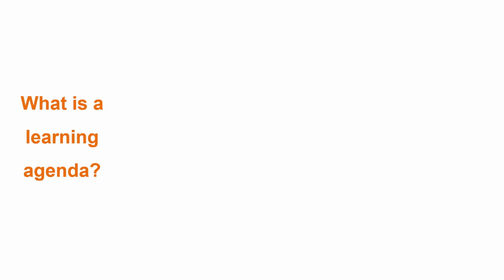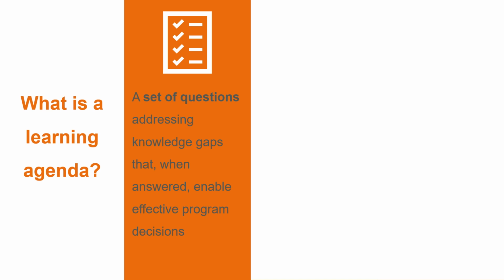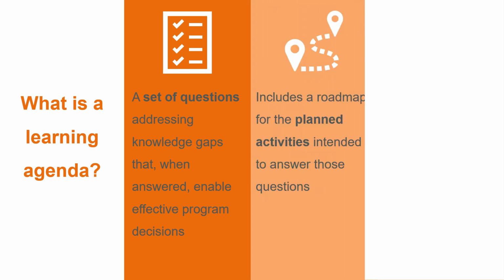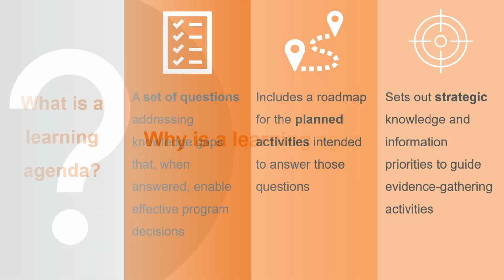So what is a learning agenda? A learning agenda is a set of questions addressing knowledge gaps that, when answered, enable effective program decisions. Additionally, learning agendas include roadmaps for the planned activities intended to answer those questions. And finally, learning agendas set out strategic knowledge and information priorities to guide evidence gathering activities.